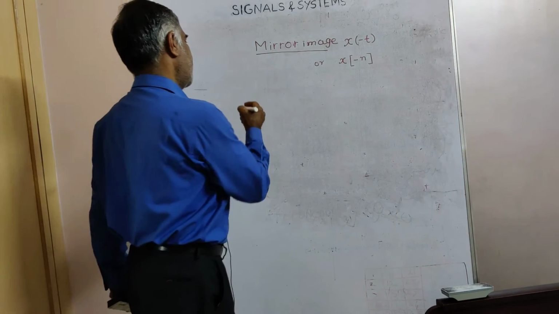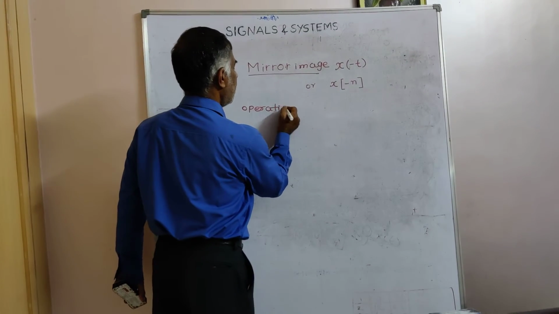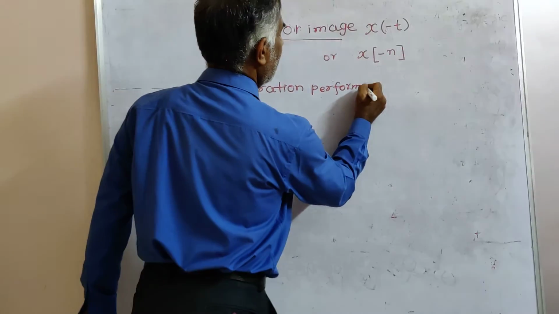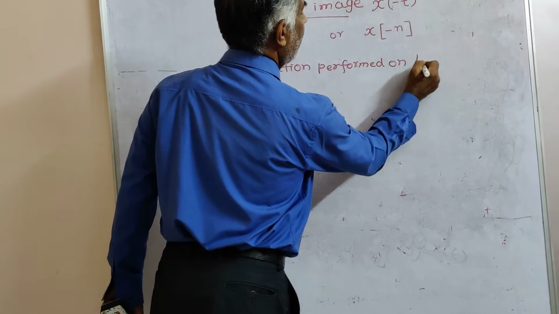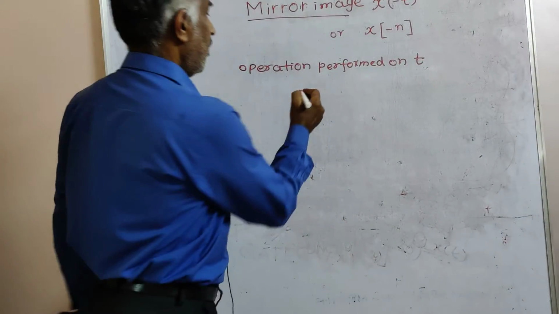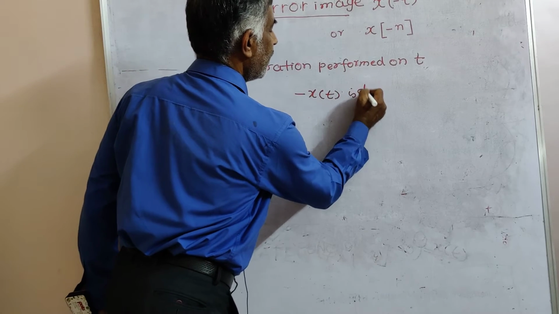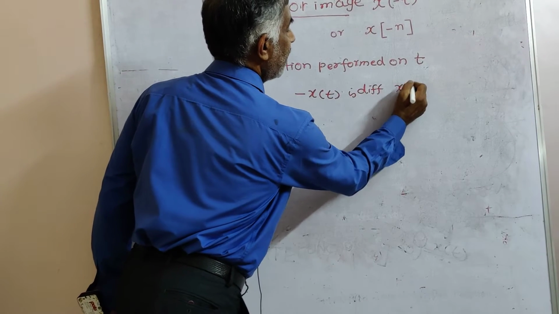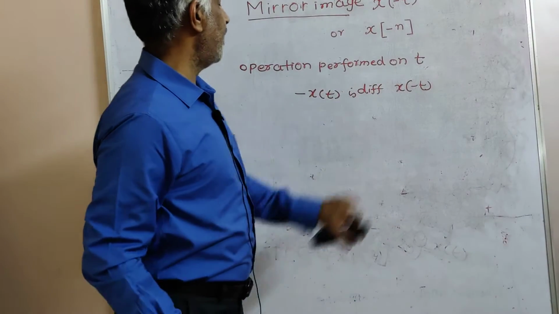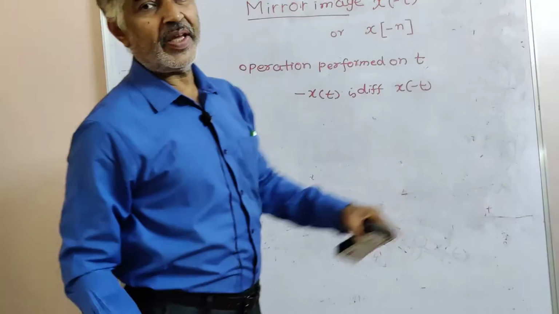This mirror image is considered one of the operations performed on t. See, one thing, there is a difference. Minus x(t) is different from x of minus t. Don't be under the impression that they are the same. Minus x(t) is different from x of minus t.